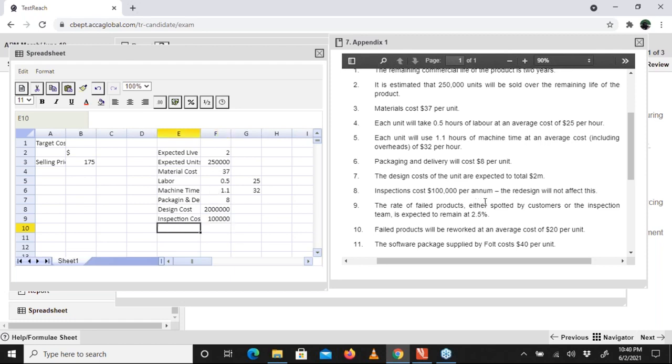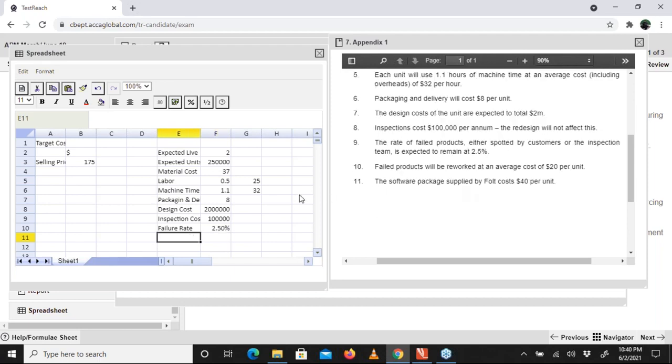The rate of failed products, whether spotted by customers or the inspection team, is expected to remain at 2.5%. So basically, the failure rate is 2.5%. The failed products will be reworked. The rework cost will be 20. The software will cost 40 per unit.